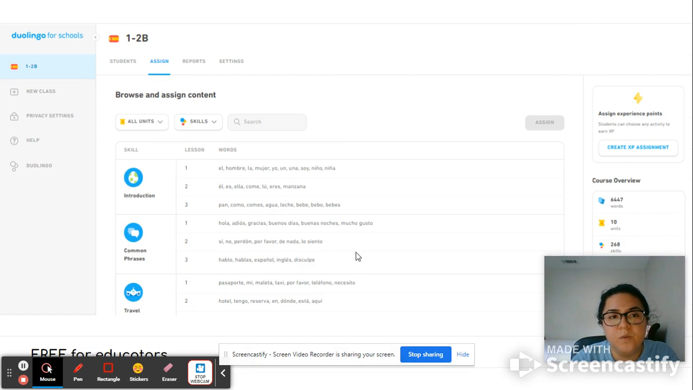From the teacher's view, this is how I assign assignments for them. What I like is that most of the assignments do align with the curriculum. You can see the introductions, common phrases, travel, and these are actually the vocabularies that I also use in my lessons. Everything is more of practice, but with this one, it just goes a bit further with them practicing speaking, writing, and then listening. We're able to look into that, and it also gives you a report where you're able to see students' progress individually.